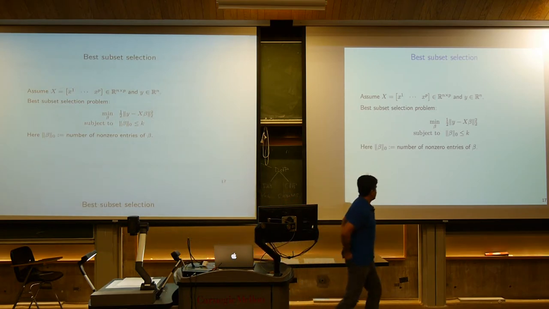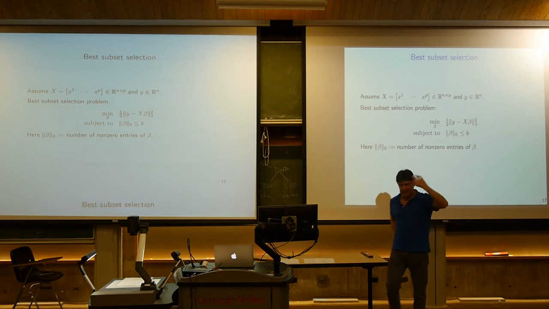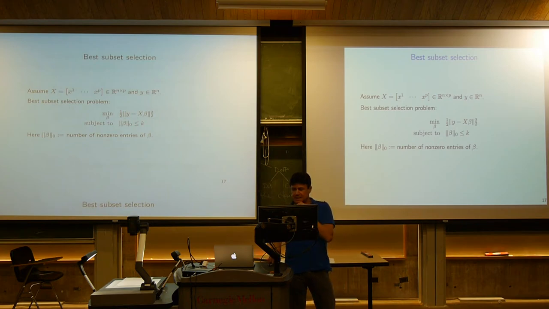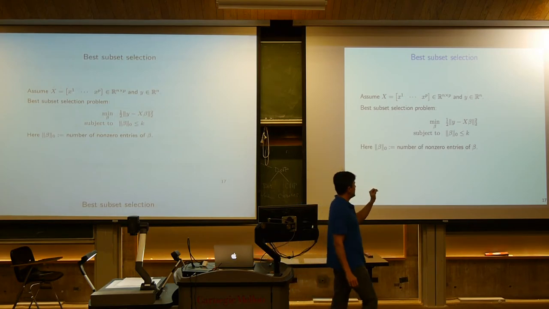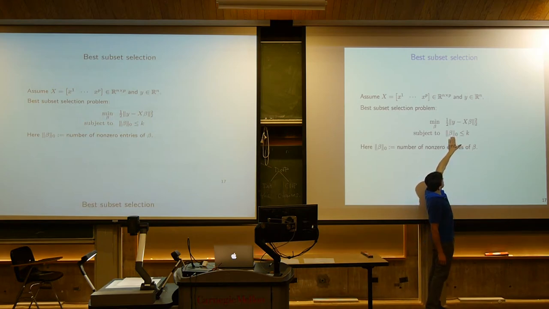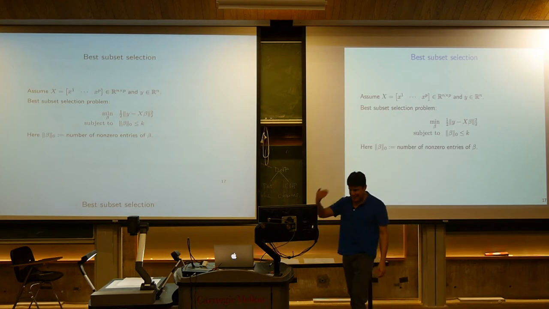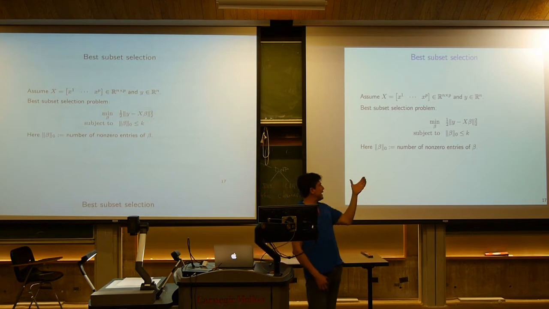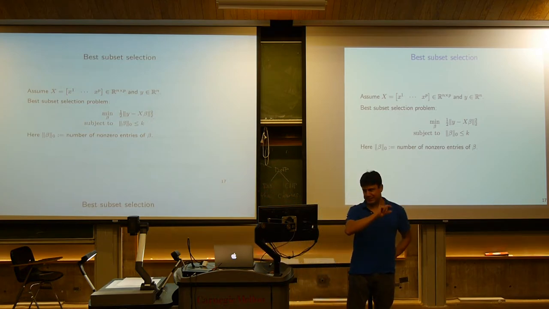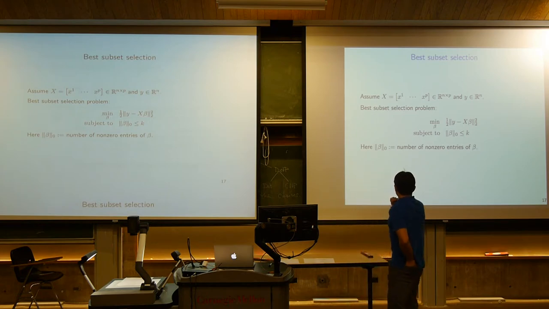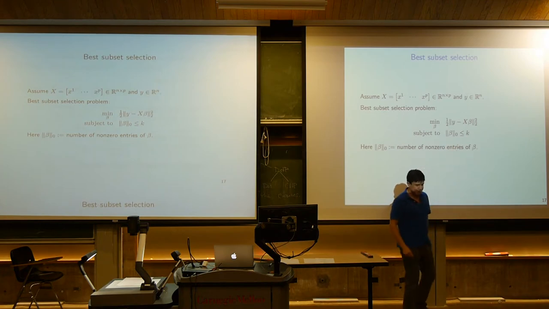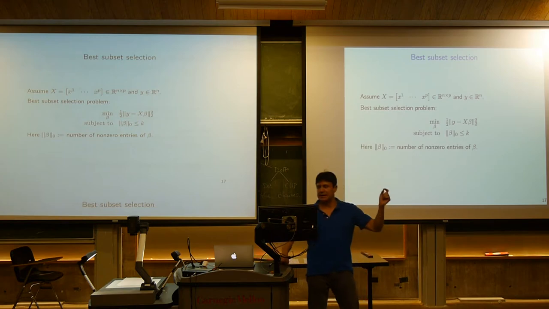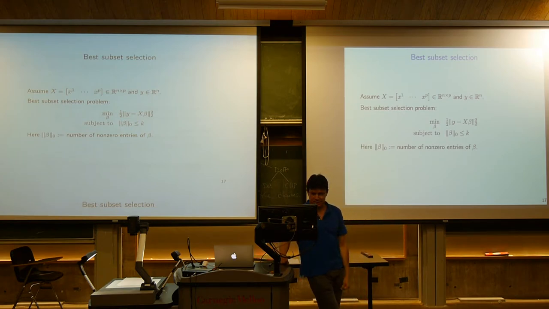So if I ignore this constraint, this is just the standard least squares problem, the one that all of you know in your sleep. But this constraint is an additional embellishment of that problem where we are interested in only using a small number of predictors. So we want beta to use at most k of the predictors. The constraint here is that the cardinality of beta should be less than or equal to k, where that norm zero is just the number of non-zero entries in beta.